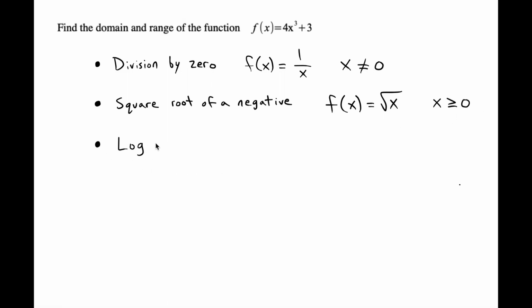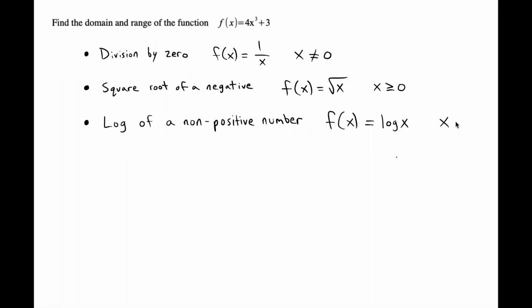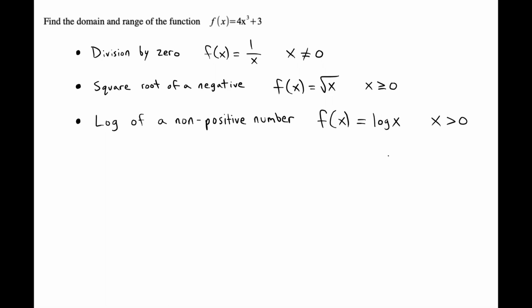Also, we can't take a logarithm of a non-positive number. So if we had a function like f of x equals log x, then x would have to be greater than 0. It couldn't be 0 or negative. We can see examples of these 3 situations and where they cause a problem.